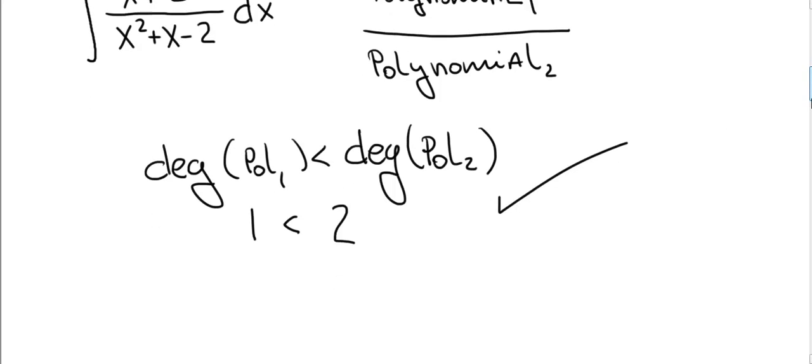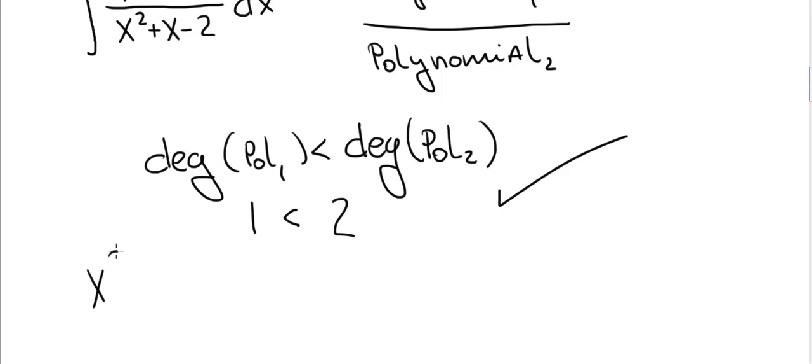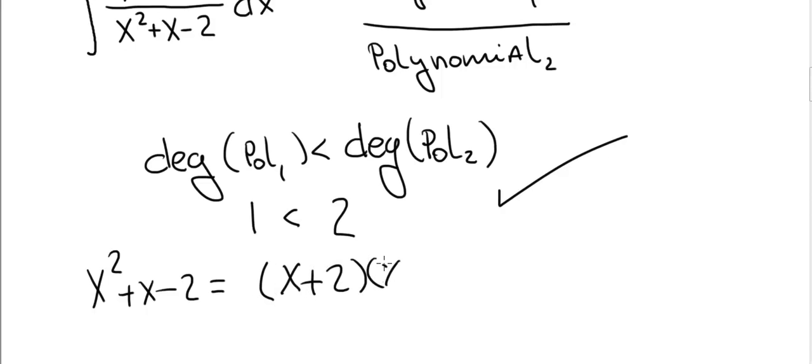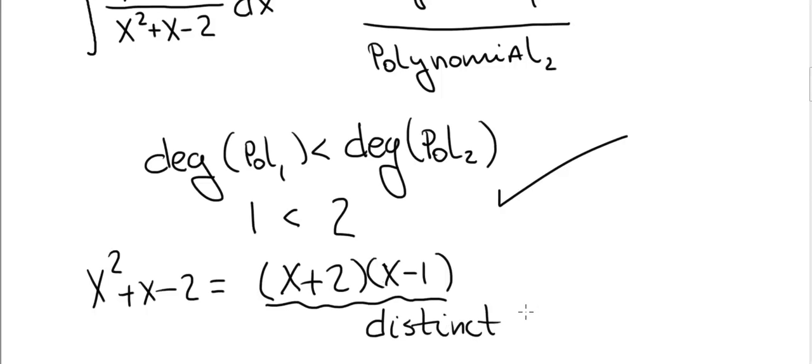Now take polynomial in the denominator, x squared plus x minus 2, and see if it can be factored. It can be factored. It is x plus 2 times x minus 1. These are both linear terms because the degree is 1, and they are distinct. So it's distinct linear terms, and there are two of them.